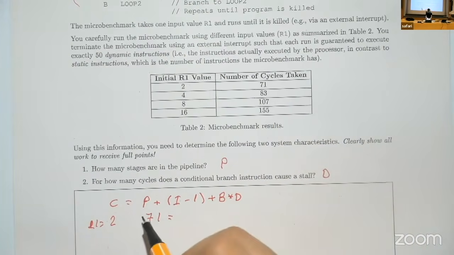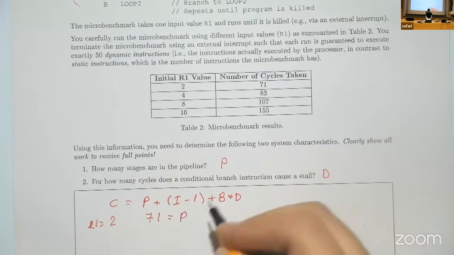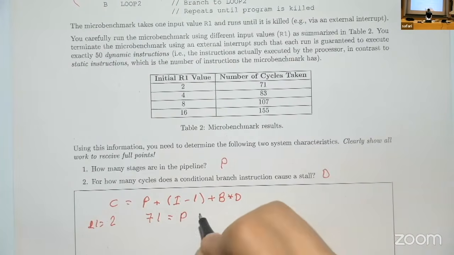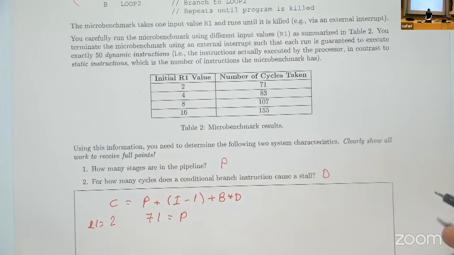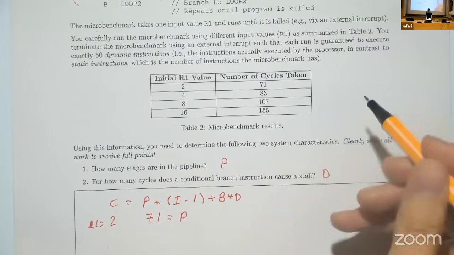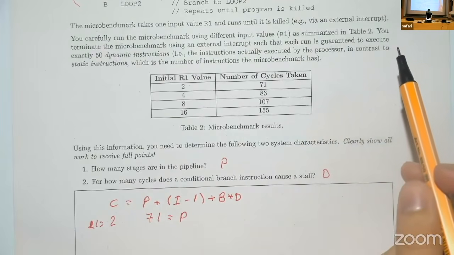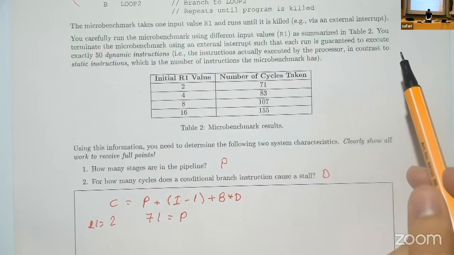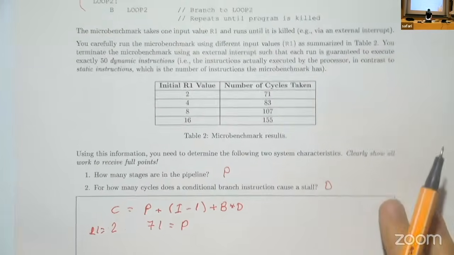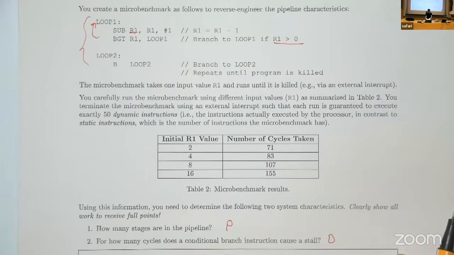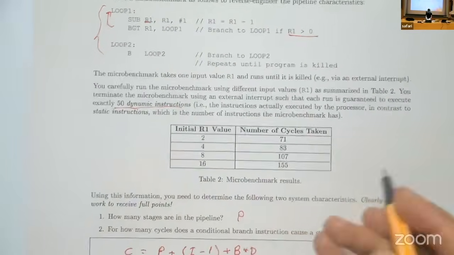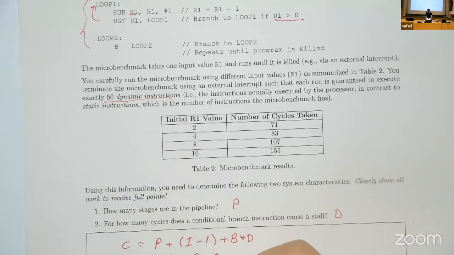We don't know the number of stages, so it should stay as is. And we know how many dynamic instructions we will execute. It's also stated in the question, which I cannot right now see, but it should be 50. Okay, so here, right. And so let's write it there.